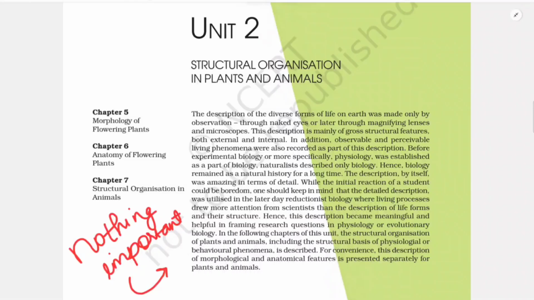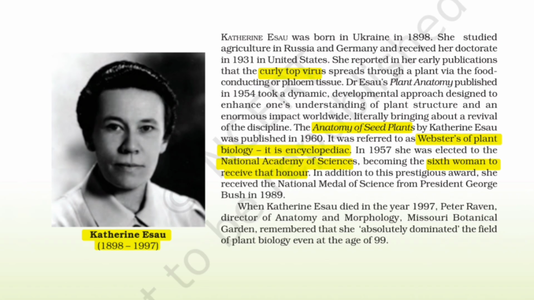Unit 2, Structural Organization in Plants and Animals. Katherine Esau was born in Ukraine in 1898. She studied agriculture in Russia and Germany and received her doctorate in 1931 in the United States.